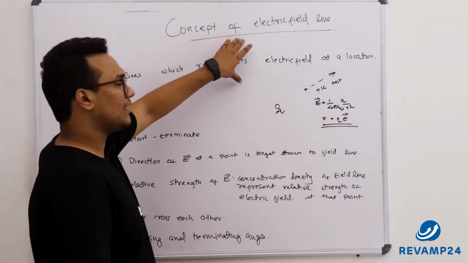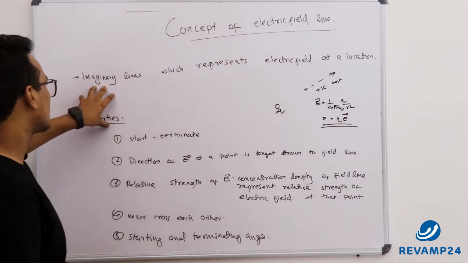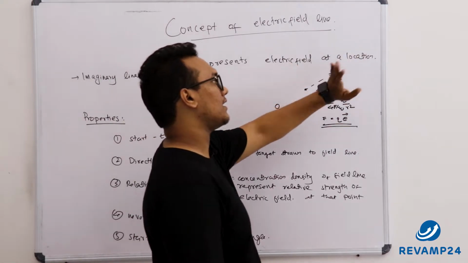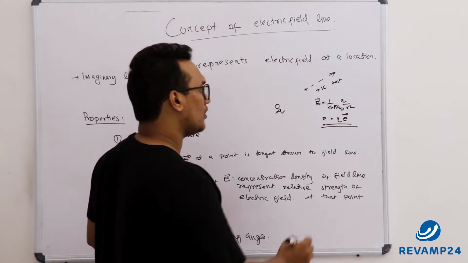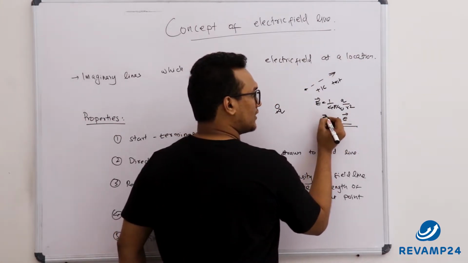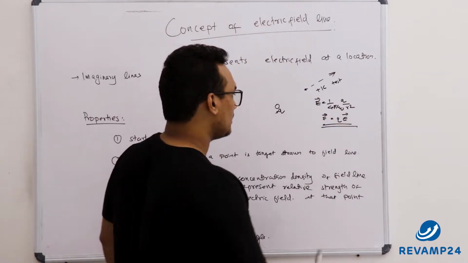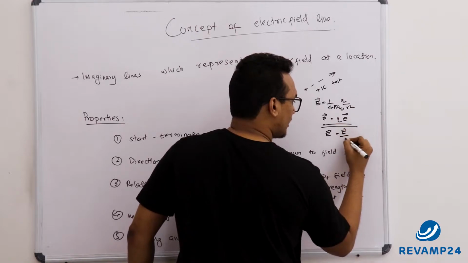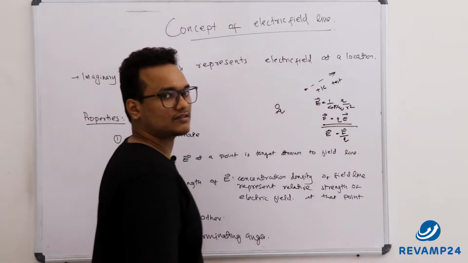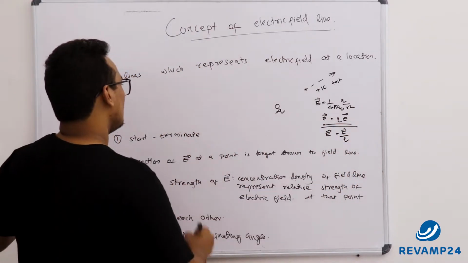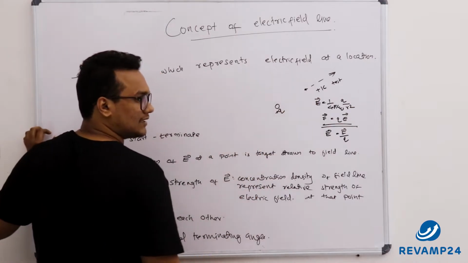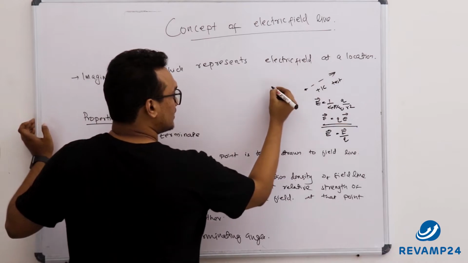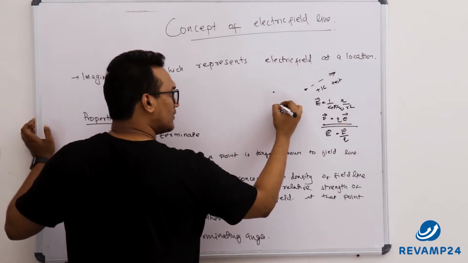Now electric field line has been defined in this way. It's an imaginary line which represents electric field at a location. We know that electric field is a vector quantity because force is a vector quantity. What is electric field? Electric field is equal to force divided by a scalar quantity, charge. So electric field is a vector quantity. Now see, at this point, away from the 1 coulomb, or away from the source charge, what is electric field?